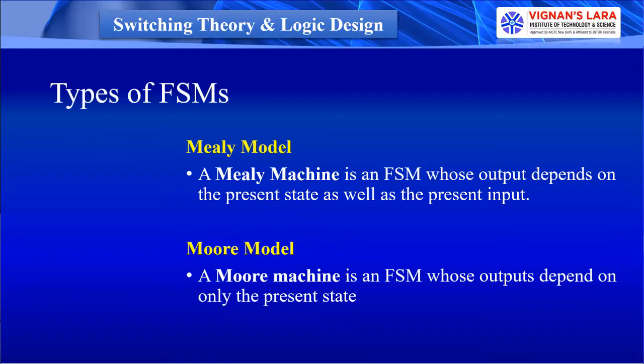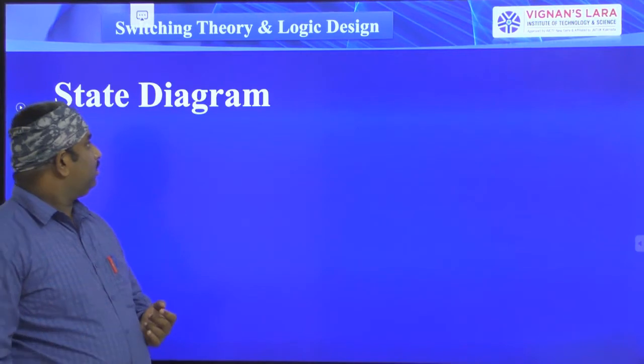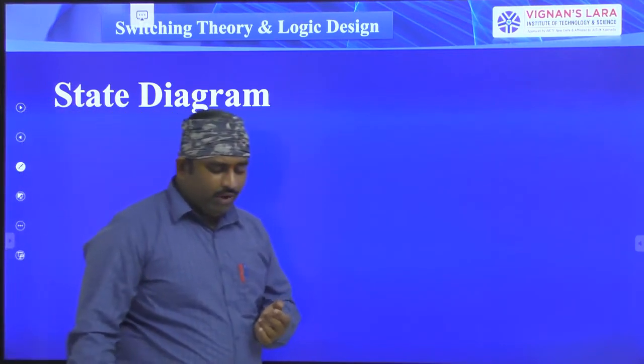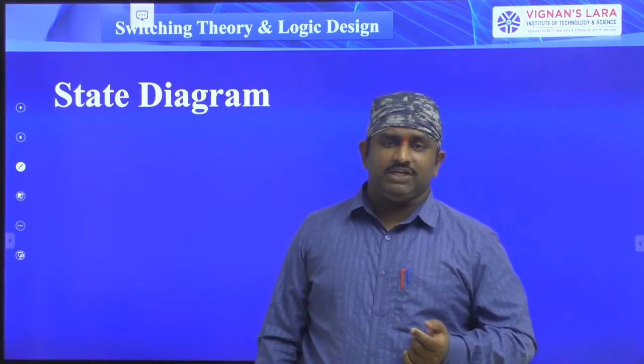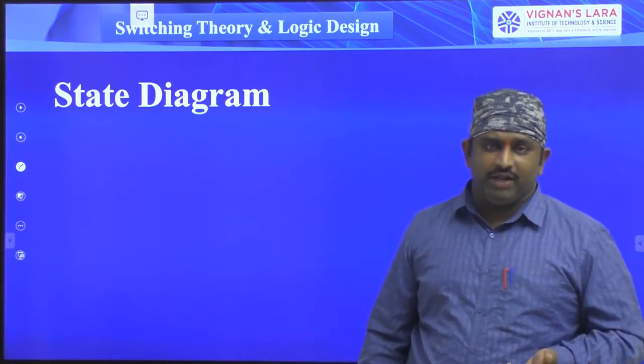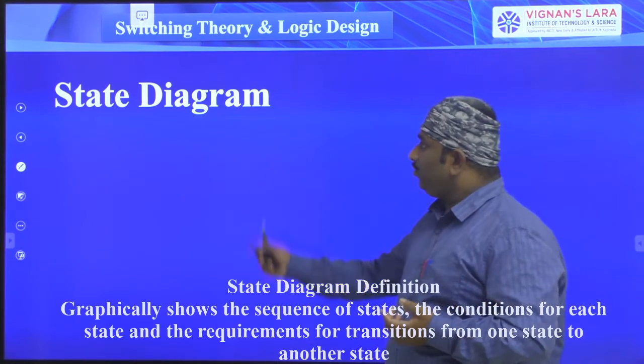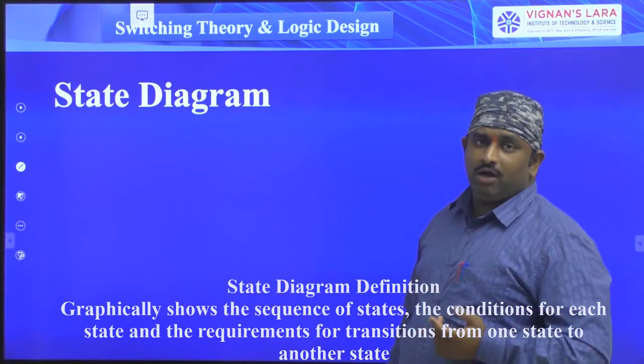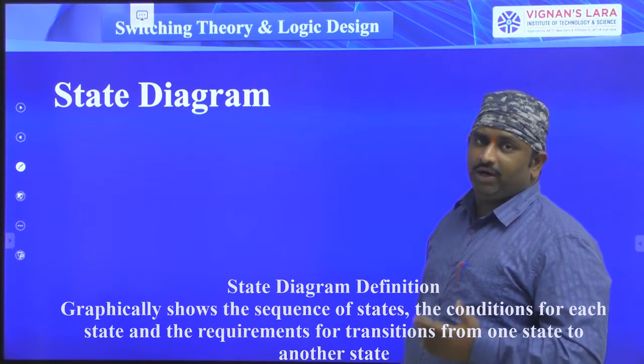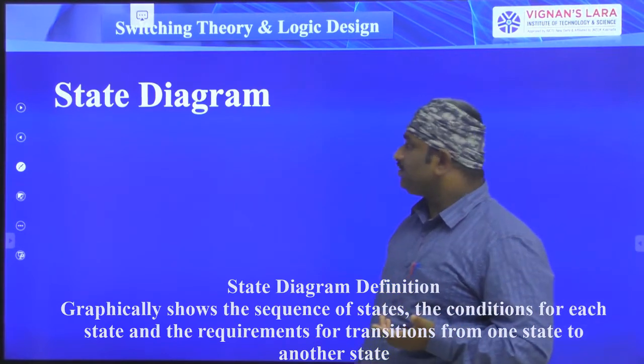Next, all of you note it down. Coming next, we have to see some of the basic definitions for better understanding of the finite state machine. For better understanding of FSMs, we have to see the state diagram. What is meant by a state diagram? What is meant by a state table? These are the definitions we have to see.